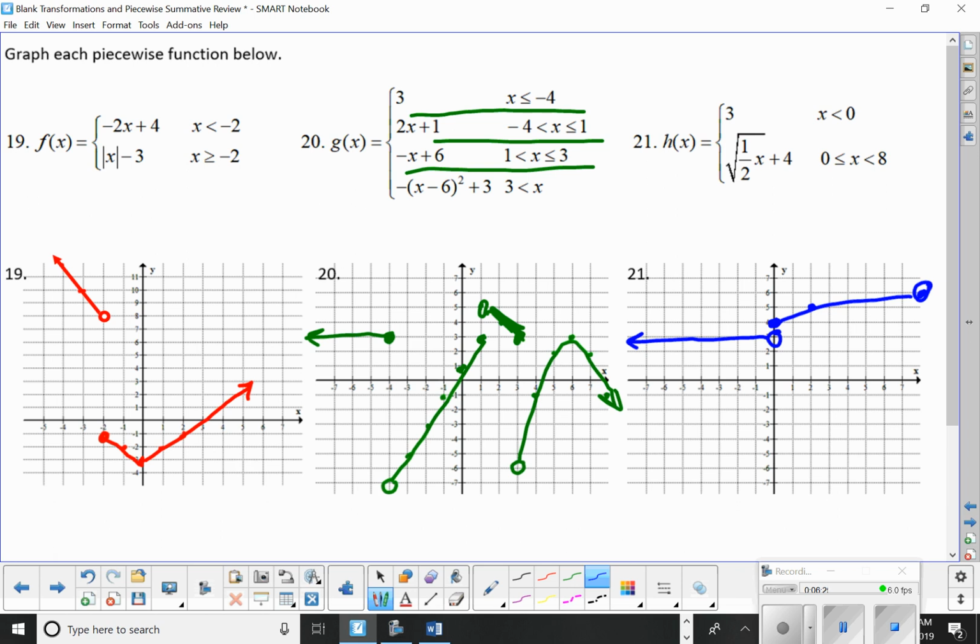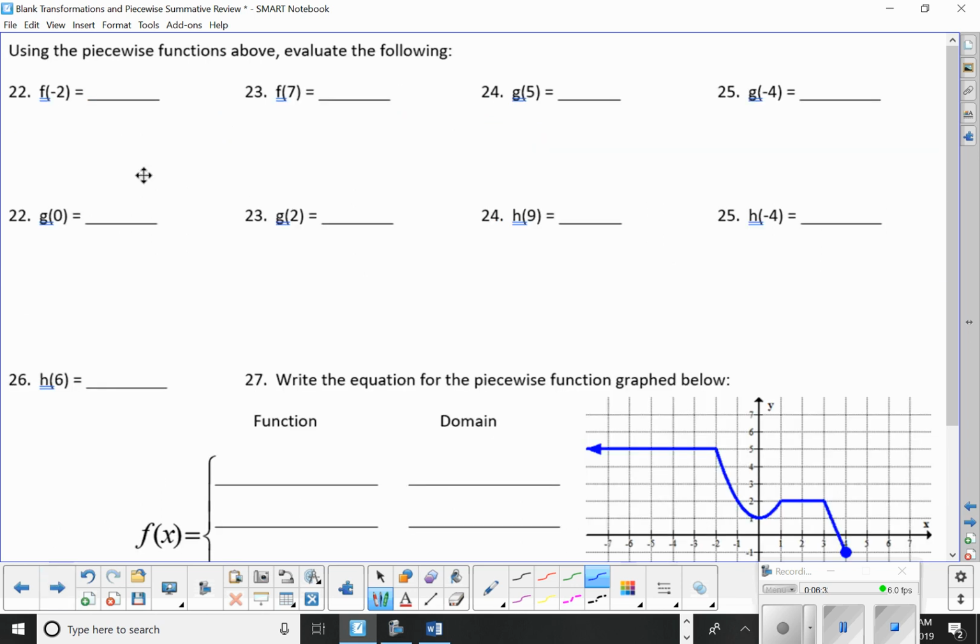Questions there? All right, next page. This page says use the piecewise functions above, which you saw, to evaluate the following.